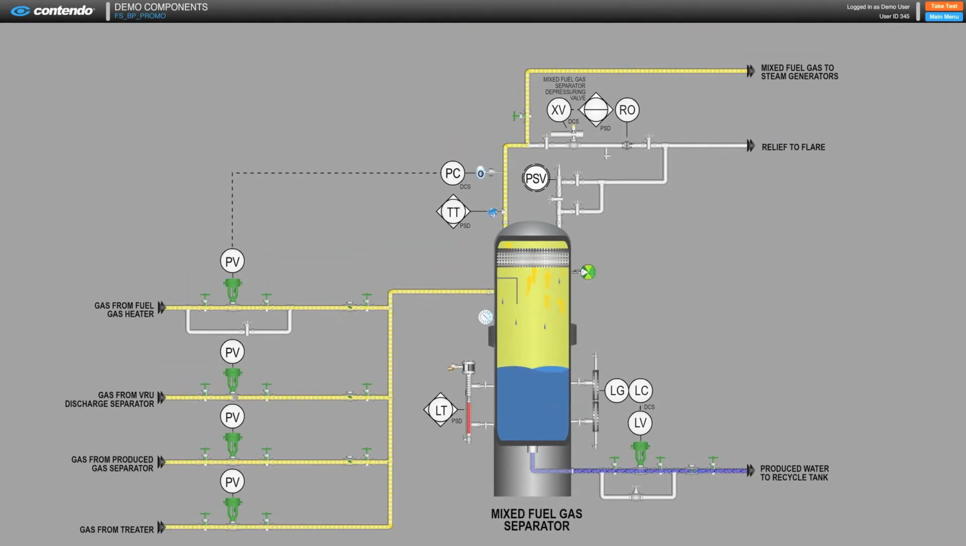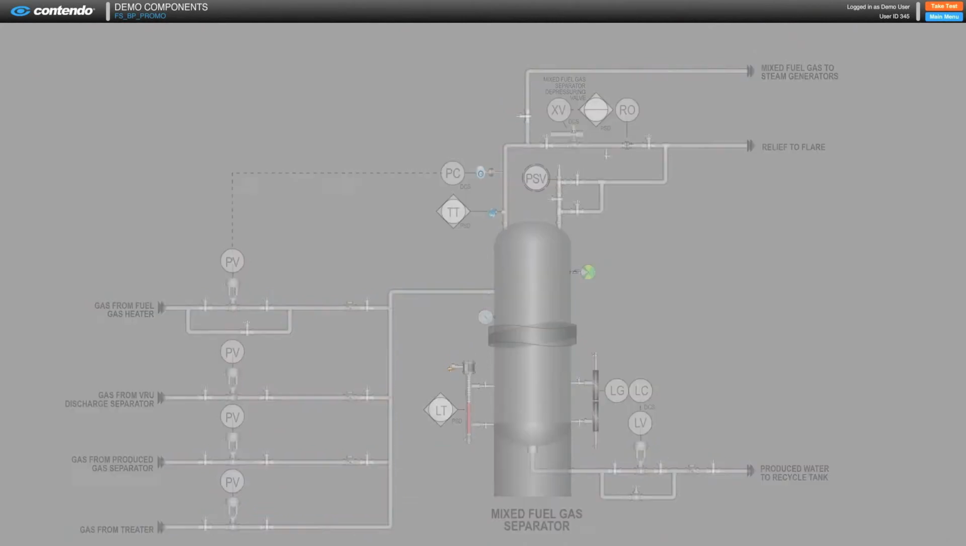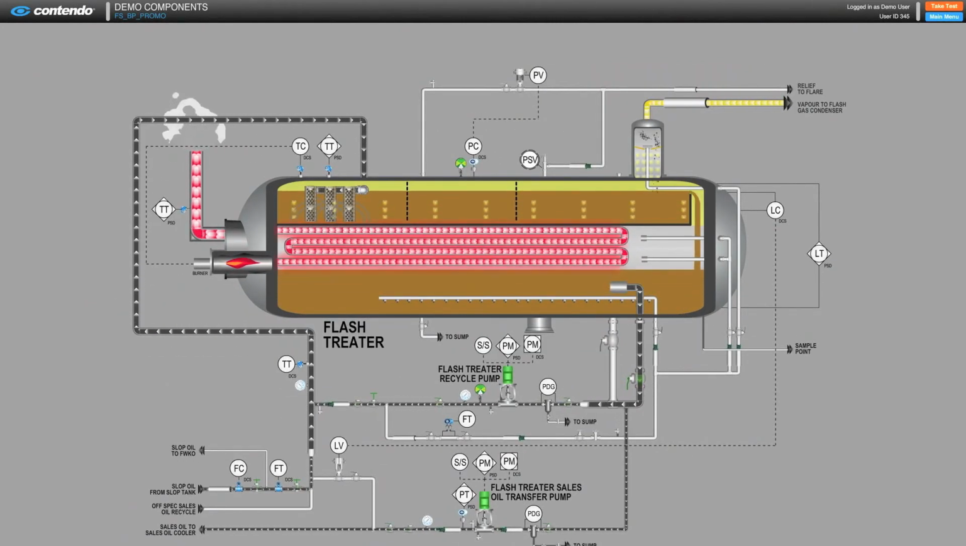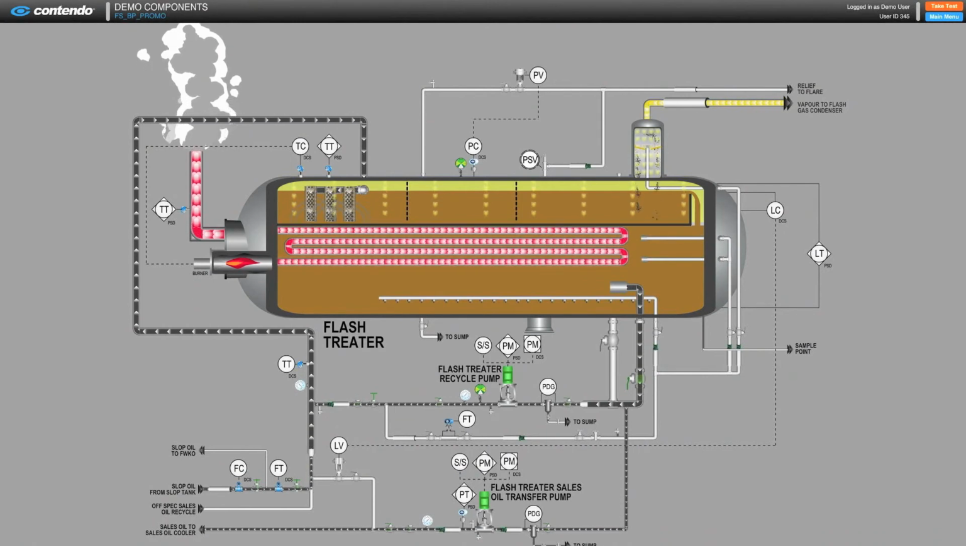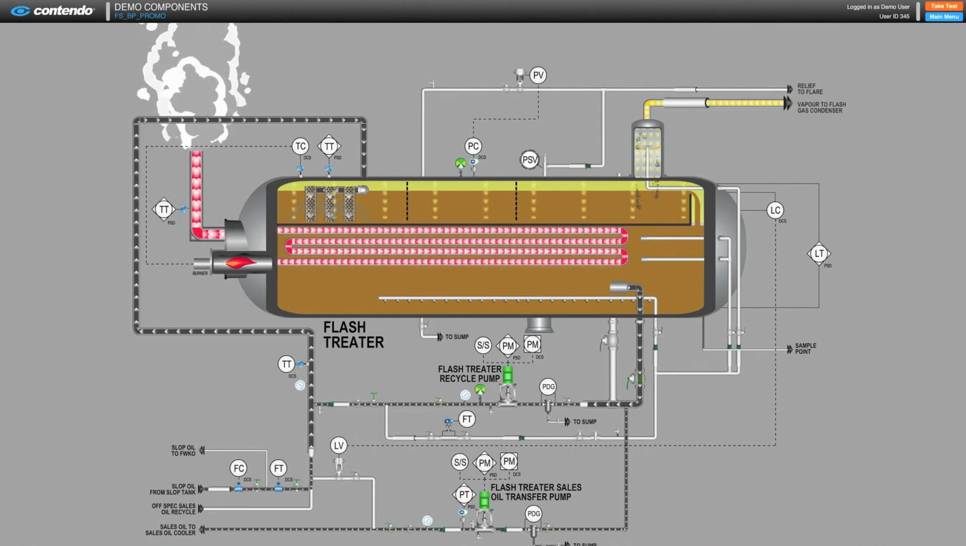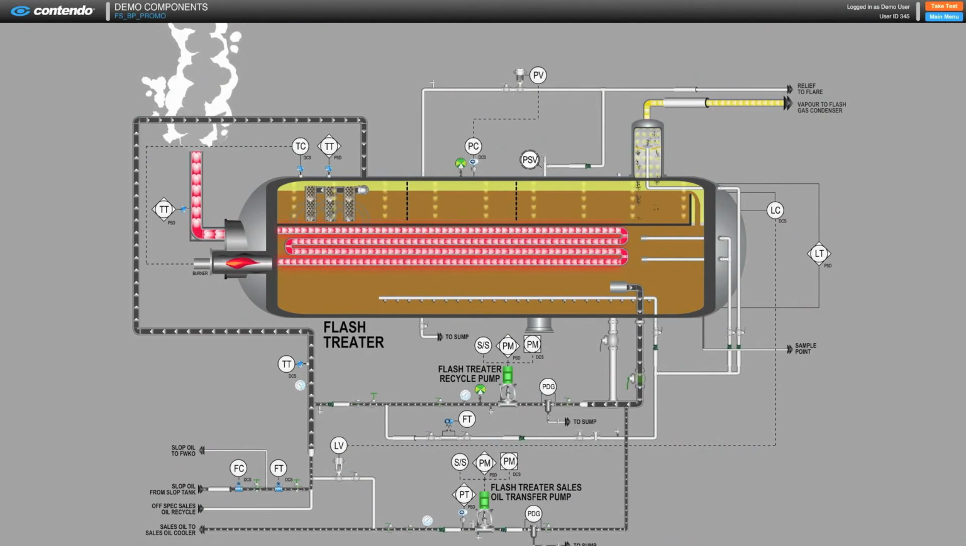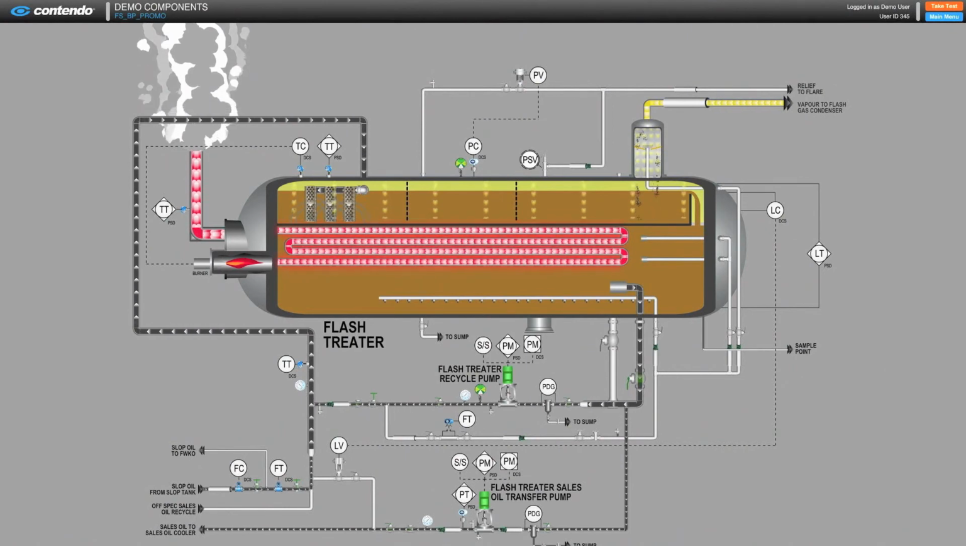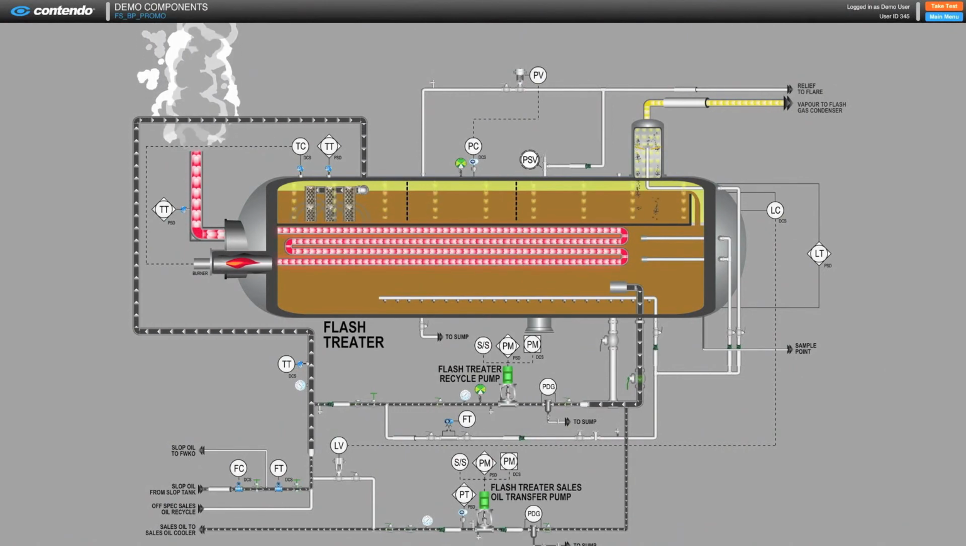The produced gas joins other gas streams in the mixed fuel gas separator for liquid removal before being burned in the steam generators. Accumulated unbroken emulsions, called rag layers, are removed from separation vessels and tanks and processed through the flash treater to vaporize any remaining water from the dilbit so that it can rejoin the dehydrated dilbit flowing to the stabilization section.